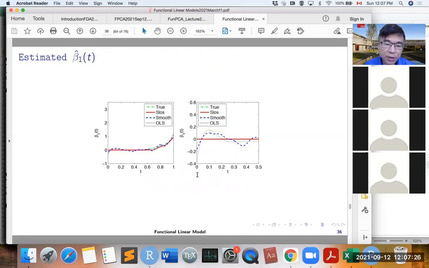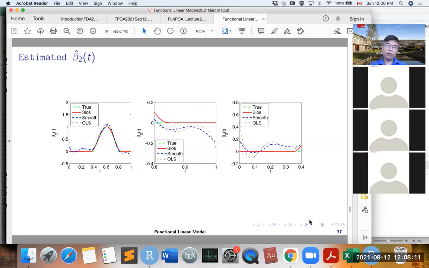So this is what our estimation looks like. You can see here for beta 1(t), the true beta 1(t) is 0 from 0 to 0.5, right? If we look at beta 1(t) from 0 to 0.5, you can see that only our SLoSS estimator is strictly equal to 0 in this interval. For ordinary least squares or the smooth estimator, which means we only add in the roughness penalty, it is always non-zero in the whole zero region. Okay.